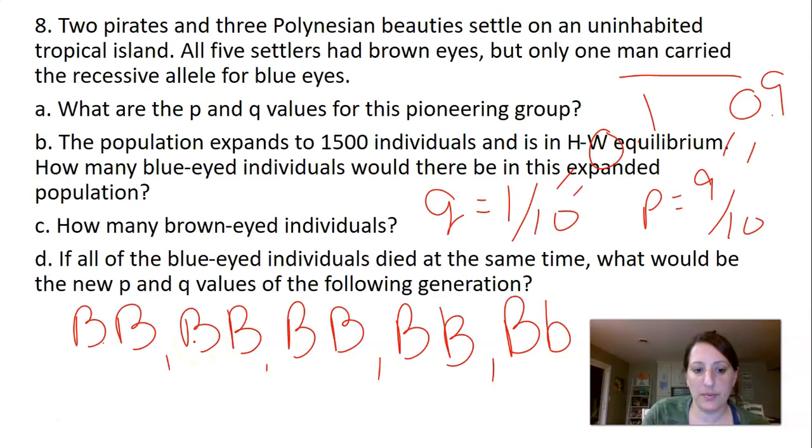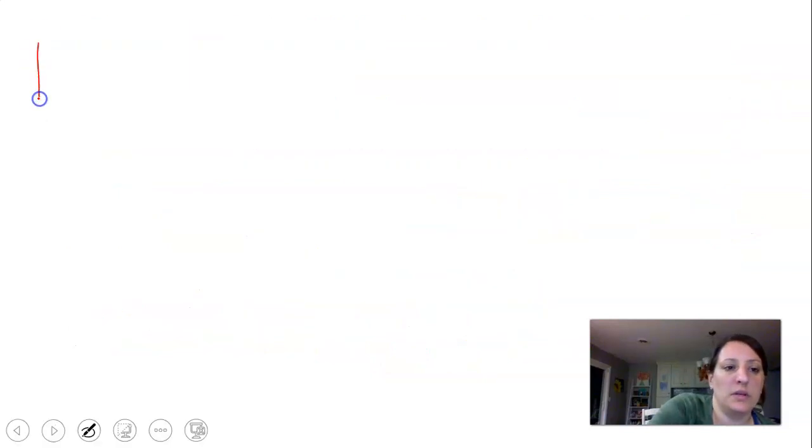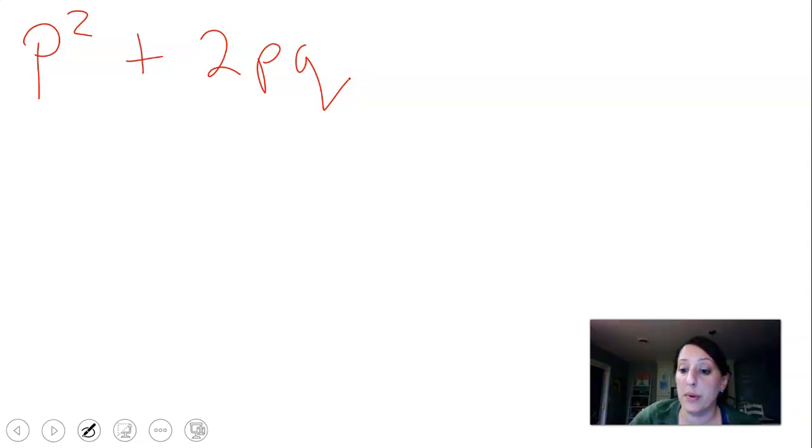Let's back up one slide and read C. We got our P and Q values in A. In part B, we figured out that there were 15 blue-eyed individuals. In part C, it asks how many brown-eyed individuals. Brown-eyed individuals are going to be P squared plus 2PQ. We have to figure out the frequency and then the number of individuals of both genotypes: the homozygous dominant as well as the heterozygotes.